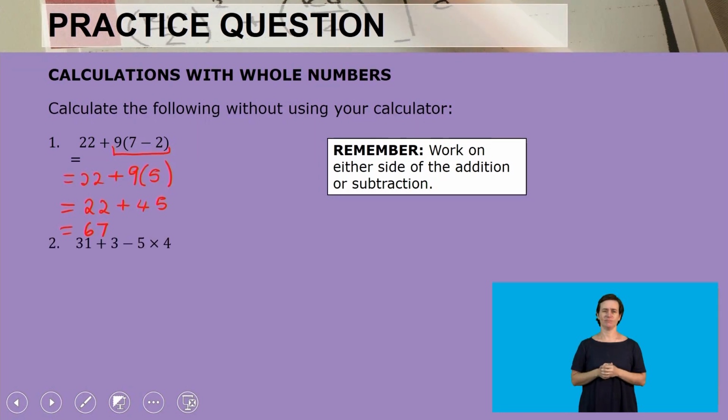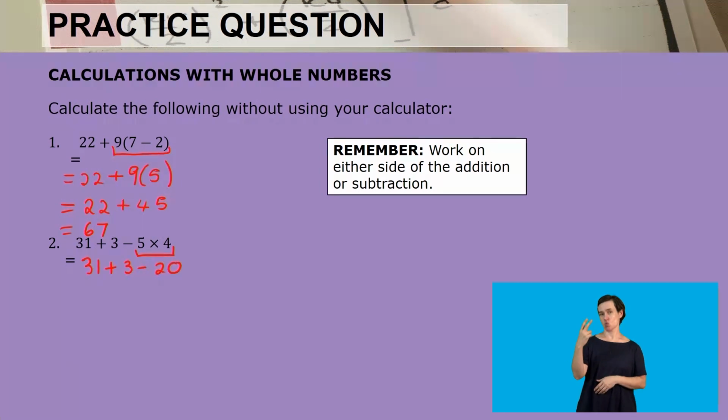So the next one there is 31 plus 3 minus 5 multiplied by 4. So remember, we are going to focus on either sides of the addition or subtraction. So we have a 31, that's fine, and the 3, that's fine. But on this side of the subtraction, we have a 5 multiplied by a 4. So we are going to start with that first. We have here 31 plus 3 minus 20.